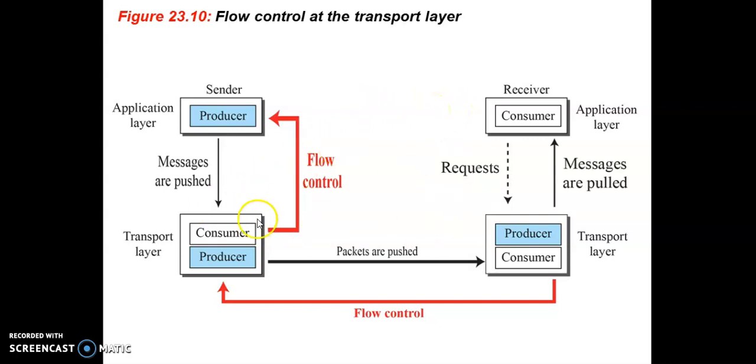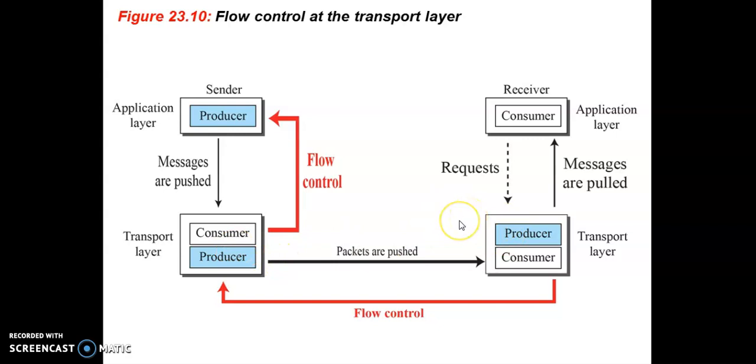In this process, it uses 2 buffers, one at the sending transport layer and another at the receiving transport layer. The buffer is a set of memory locations that hold packets at the sender and receiver, which is used to control the flow of the sender and receiver.